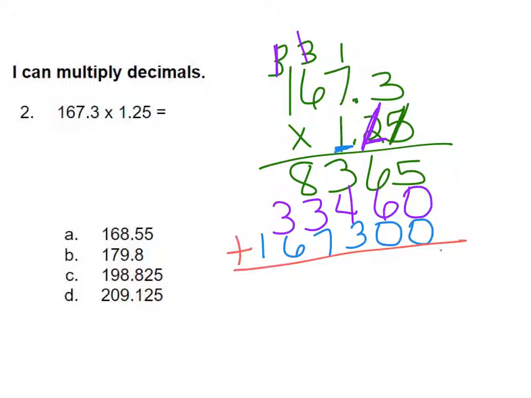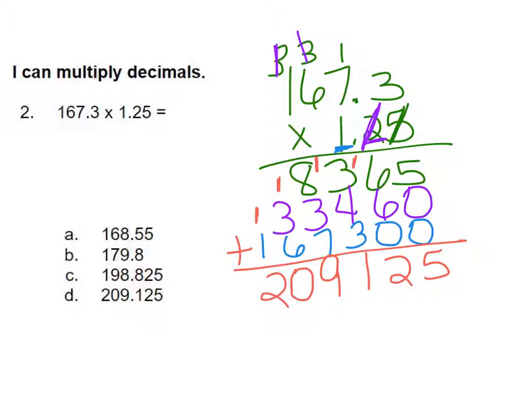So 5 plus 0 is 5. 6 plus 6 is 12. Carry the 1. 3 plus 4 is 7, plus 1 is 8, plus 3 is 11. Carry the 1. 8 plus 1 is 9, 10, 11, 12, plus 7 is going to give you 19. Carry the 1. 6, 7, 8, 9, 10. Carry the 1, and 1 plus 1 is 2.